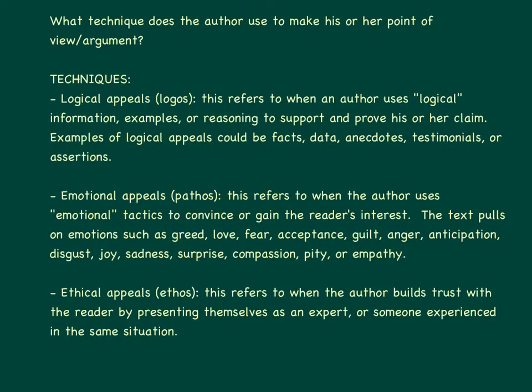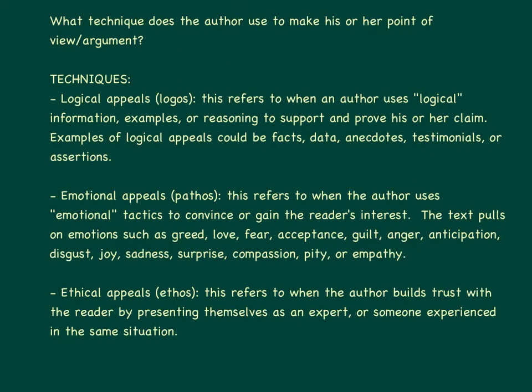Okay, so when we look at technique, it gets a little tough. There are three main ways in which an author attempts to make his point of view or argument appeal to the reader. The first is the logical appeal, which is also called logos. This refers to when the author uses logical information, things that just make sense. They can be facts, data, anecdotes, testimonials, or assertions. Any of these types of appeals will help to support and prove his claim. This is a very common technique that authors use.